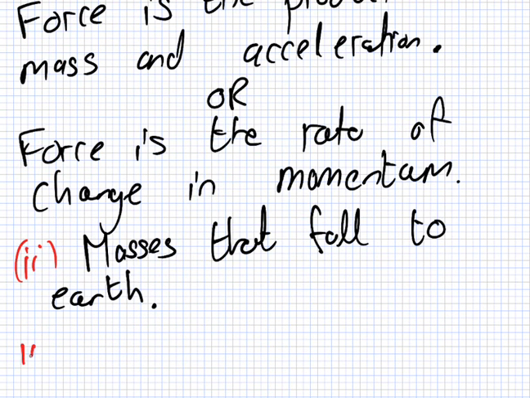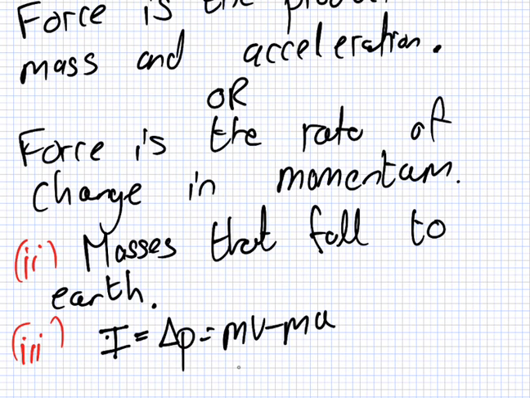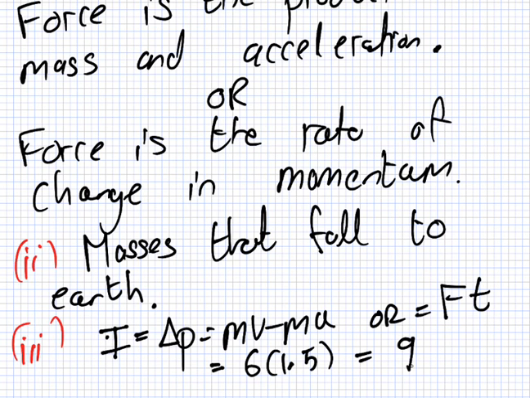Next one here is calculate the impulse. What's the formula for impulse? Change in momentum, mv minus mu. In this case it's actually the FT one, or it equals FT. Do we know the F? Yes. Do we know the T? Yes. Do we know how to multiply? Well, even if you don't, you have a calculator. What's the unit? Newton seconds.